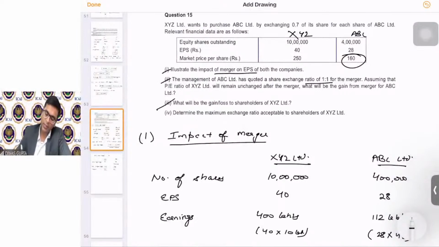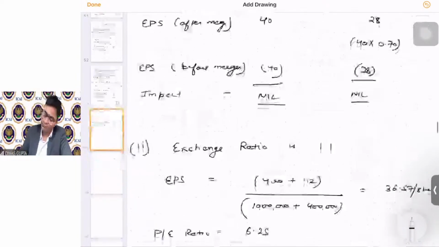Now let's come to the third part. What will be the gain or loss to the shareholders of XYZ Limited? Now it is asking the gain or loss from the point of view of XYZ Limited, students. Let's compute.